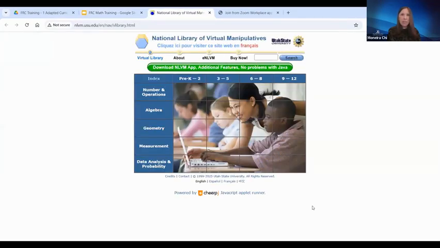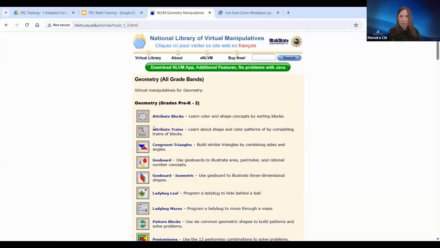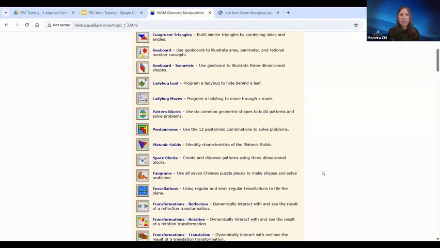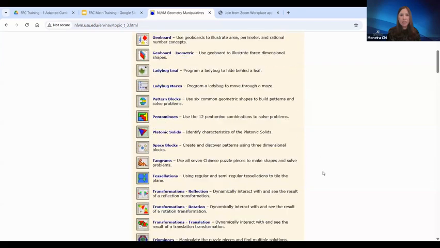One of them is called the National Library of Virtual Manipulatives, and this is a digital library containing activities for K through 12 math concepts. So topics covered include things like numbers and operations, algebra, geometry, measurement, data analysis, and probability. So you can see, if I pull something up, hopefully everyone's seeing what I'm pulling up here. You can see all of these different virtual manipulatives that you can use.